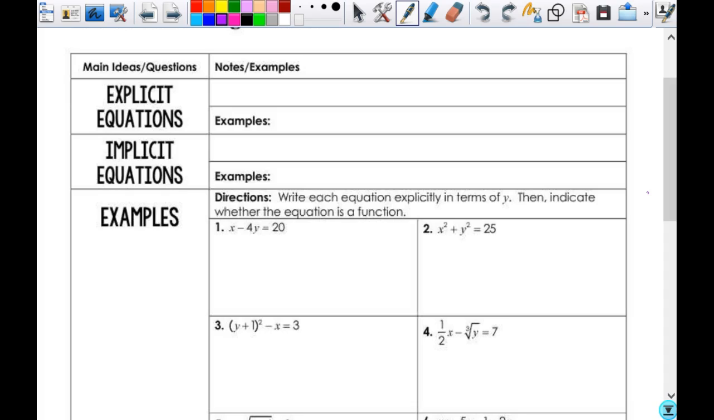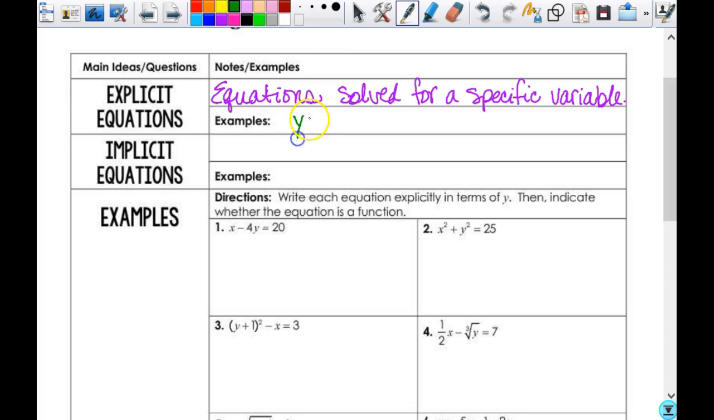So explicit equations are just equations solved for a specific variable. Okay, so it's when they're solved for a specific variable. So for instance, y equals 2x minus 5 and y equals the cube root of x minus 3. Just examples. So those are both solved for y, so those are explicit equations.